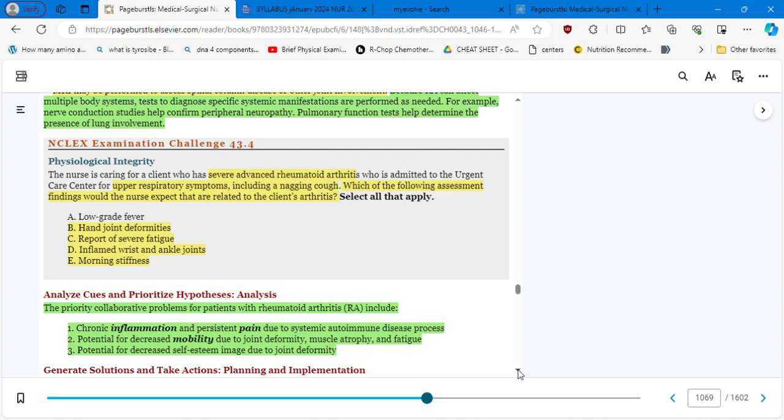So we have a question here. We are going to read the question first. Which of the following assessment findings would the nurse suspect are related to the client's arthritis? So what are the common findings that the nurse is suspecting on this particular patient? Who is this patient? The nurse is caring for a client who has severe, advanced rheumatoid arthritis, who is admitted to the urgent care center.